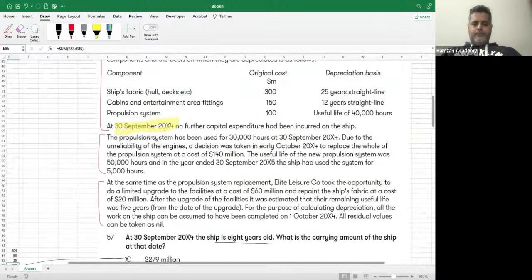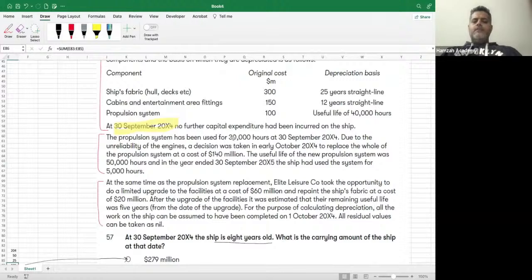Now, as I move ahead, the propulsion system had a useful life of 30,000 hours at 30th September 2024. Now, due to the unreliability of engines. Okay, now what is happening? The story has been cut short over here. Basically, what happened is that at the very beginning of the next year, the propulsion system had a very big engine trouble, because of which the cruise ship wasn't in a position to be operated, right?